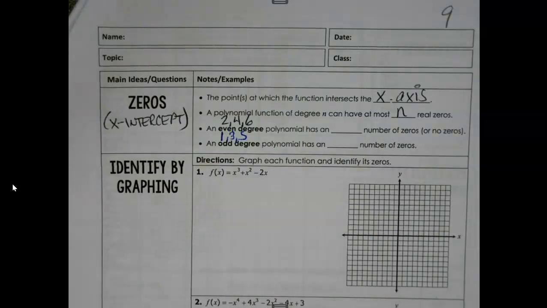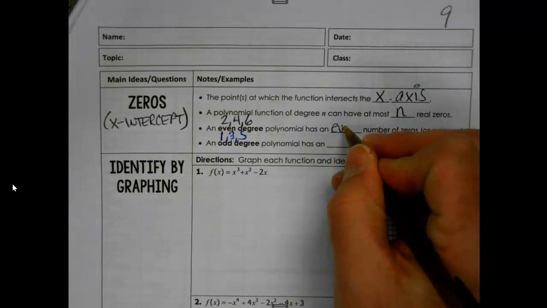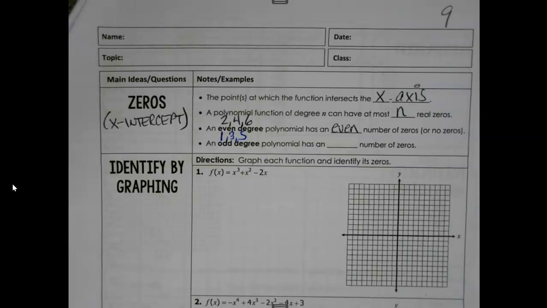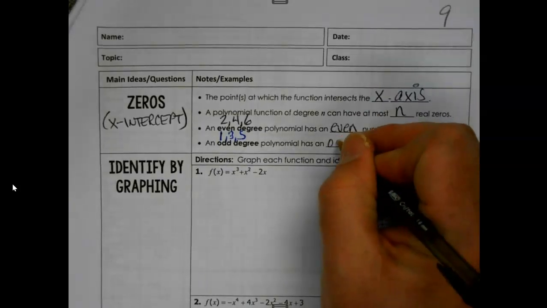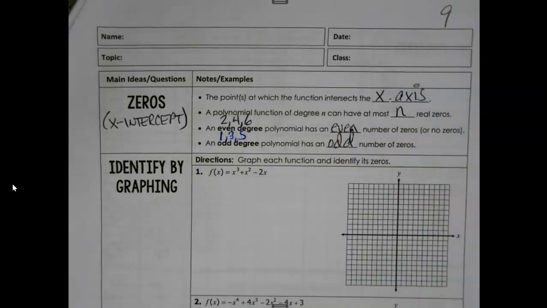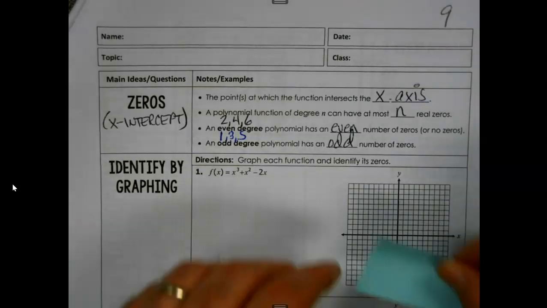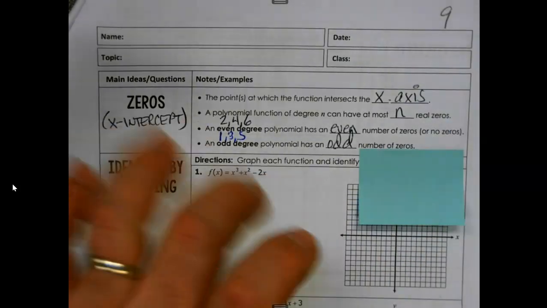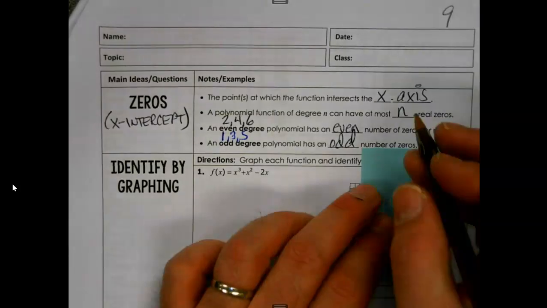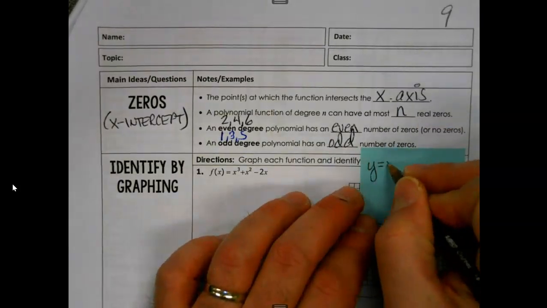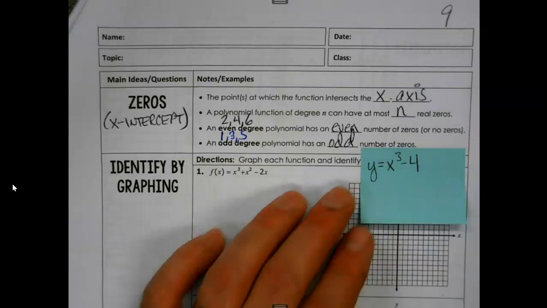So an even degree polynomial, this is going to seem weird, has an even number of zeros. Okay. An odd degree polynomial has an odd number of zeros. Now let me try and explain that a little bit better here before we go on. So for instance, let's do this one on a sticky note for now, because we're going to do that on these next couple. So let's say I had something that looked like this.